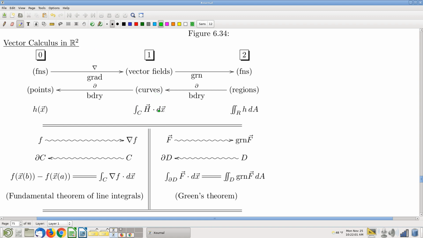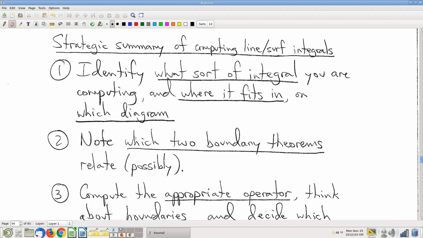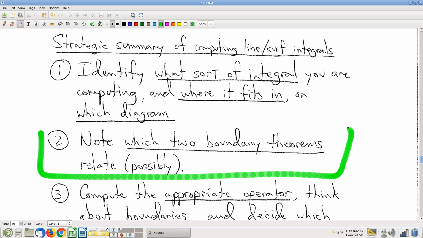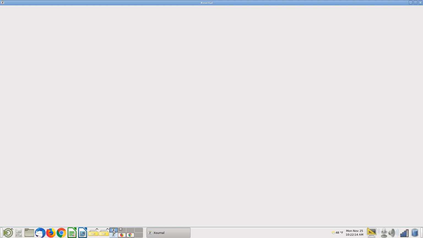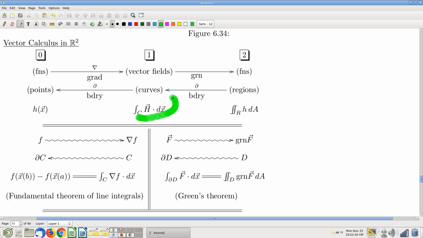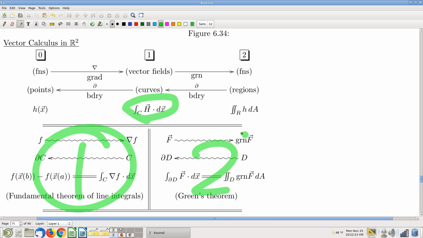Okay, that said, once you know where you are, there should be 2 boundary theorems that are candidates, that may apply to helping you compute the answer you're looking for. So, for example, if you're looking at a line integral in R2, well, here are your 2 candidates. You might be able to use the fundamental theorem of line integrals. You might be able to use Green's theorem. Maybe, maybe not in both cases. But those are the candidates. Let's not talk about the divergence theorem, right?